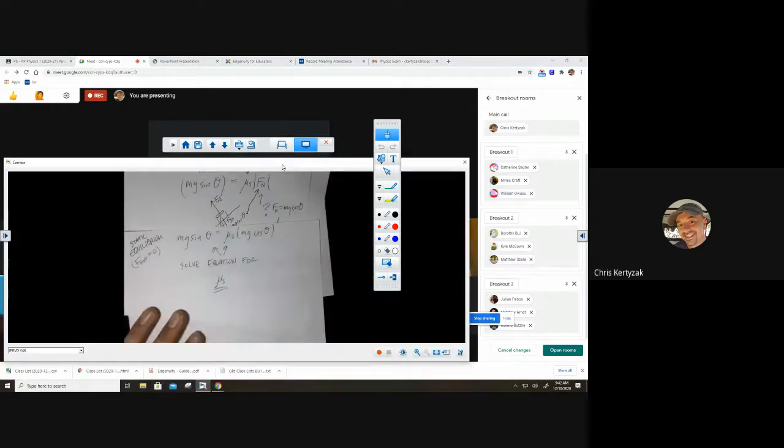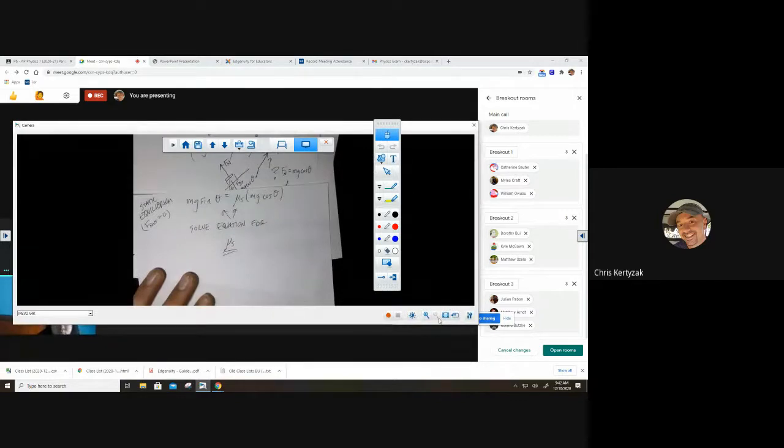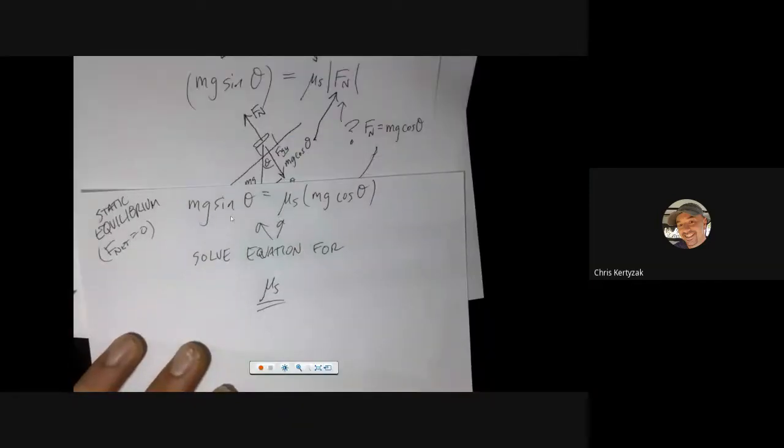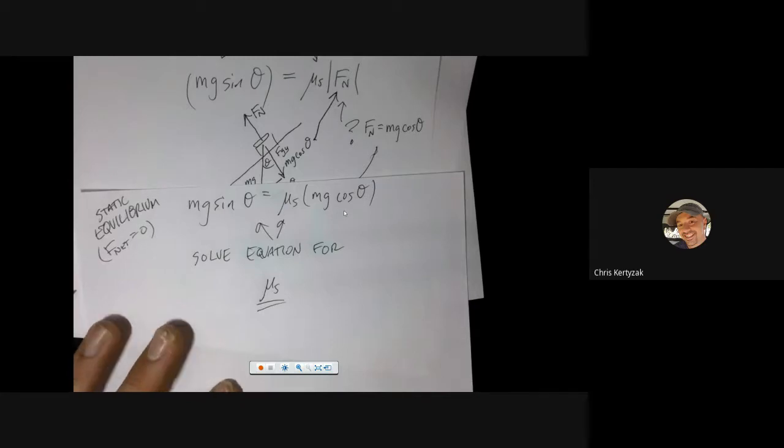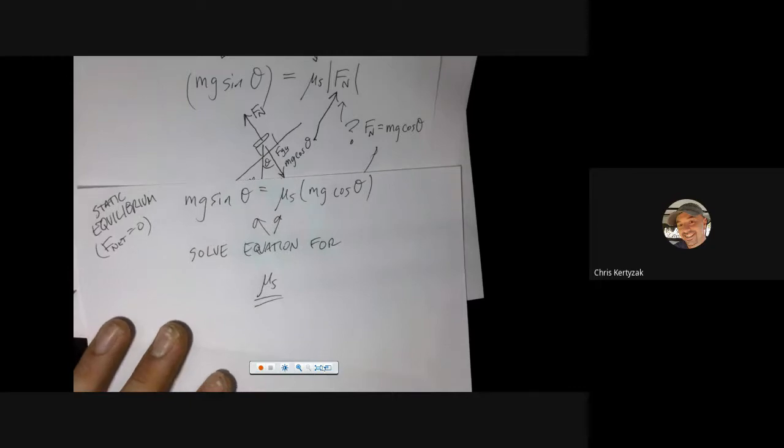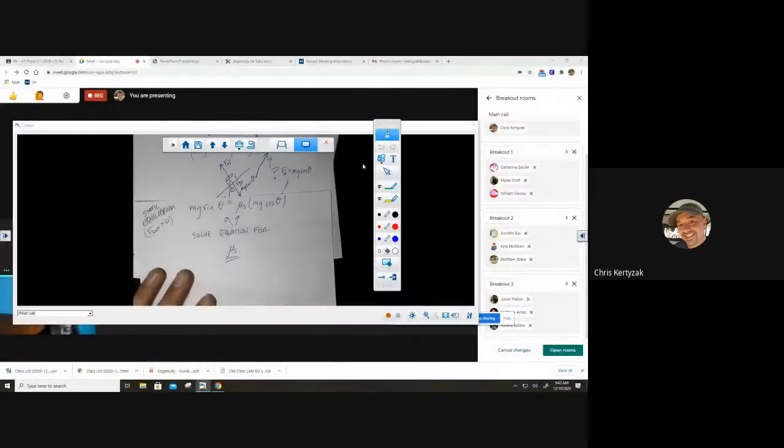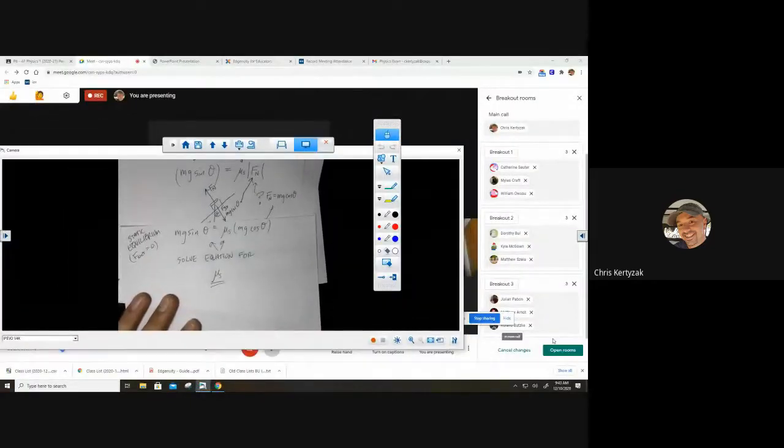One more time, I'll put it right here before we break out. This is the formula. Mg sine theta, that represents the amount of gravity force pulling down the ramp, is equal to mu s times mg cos theta. That's the amount of static friction force up the ramp. And they're perfectly balanced. Solve this for mu s. Little geometry challenge. All right, I'll pop in a minute and see how you're doing.